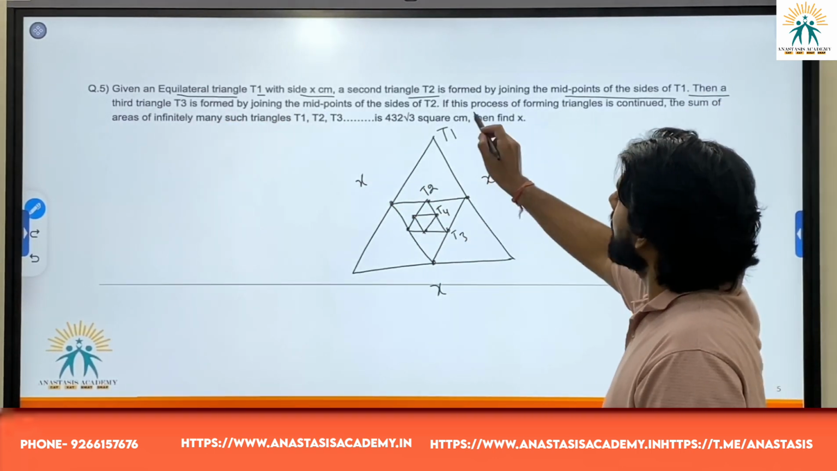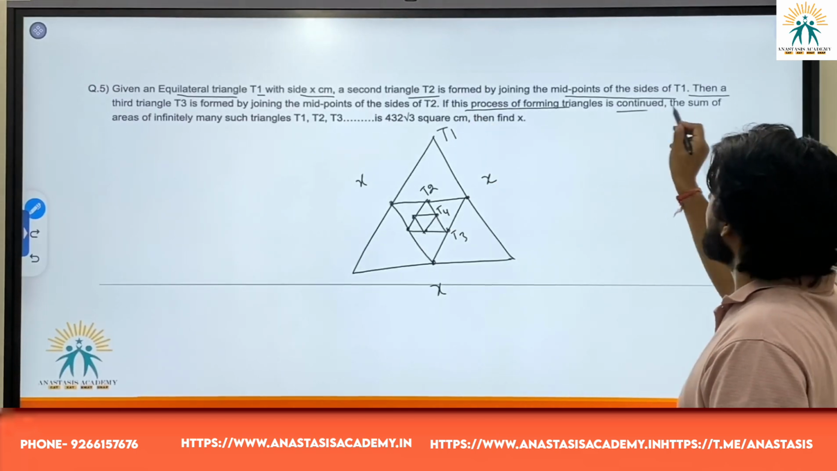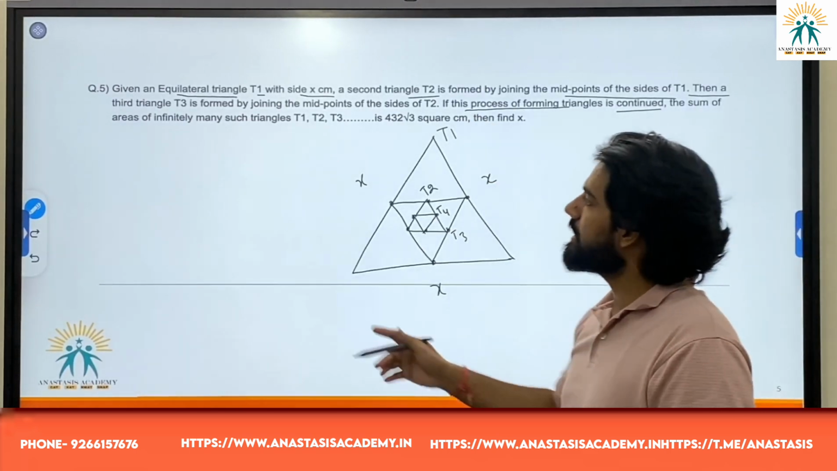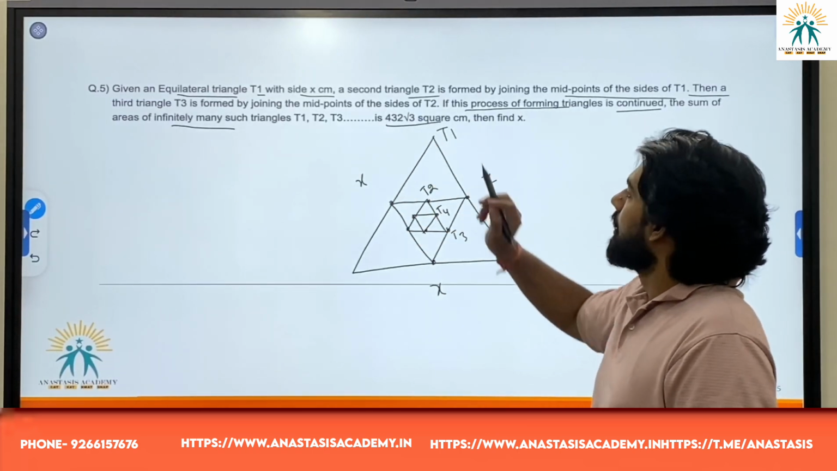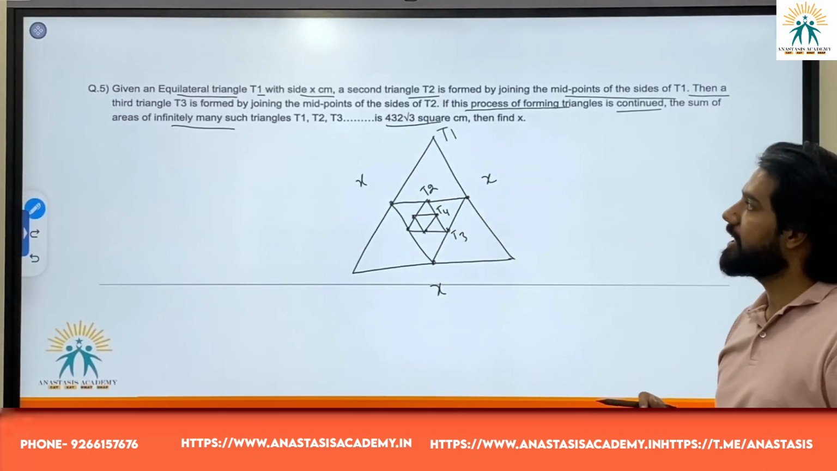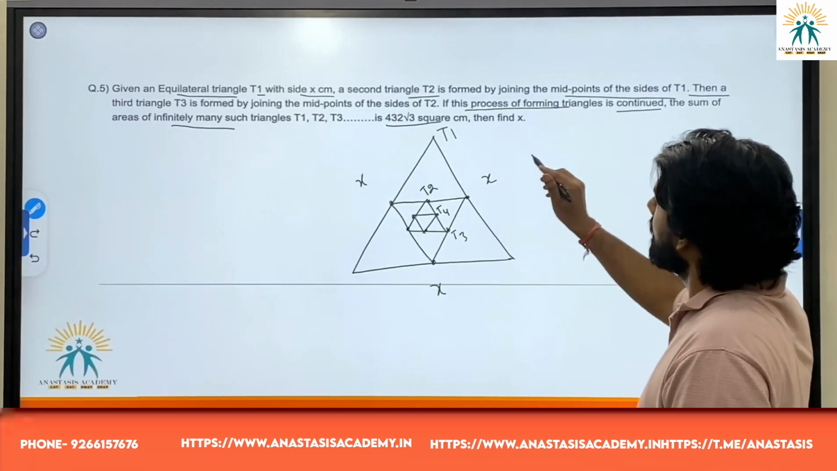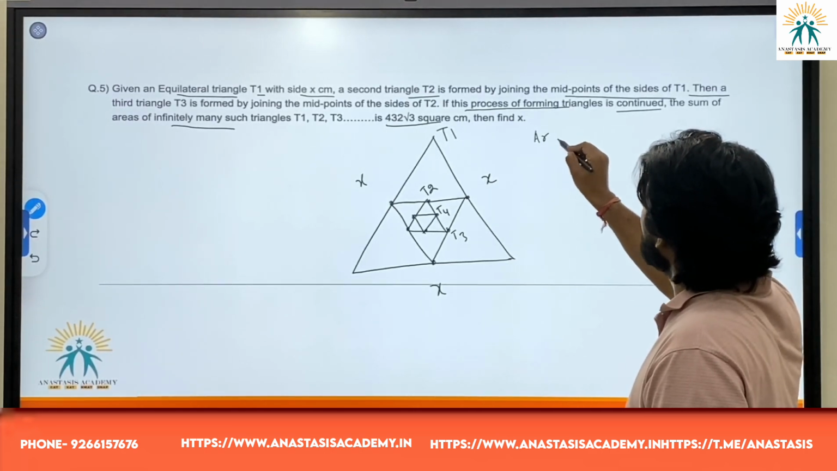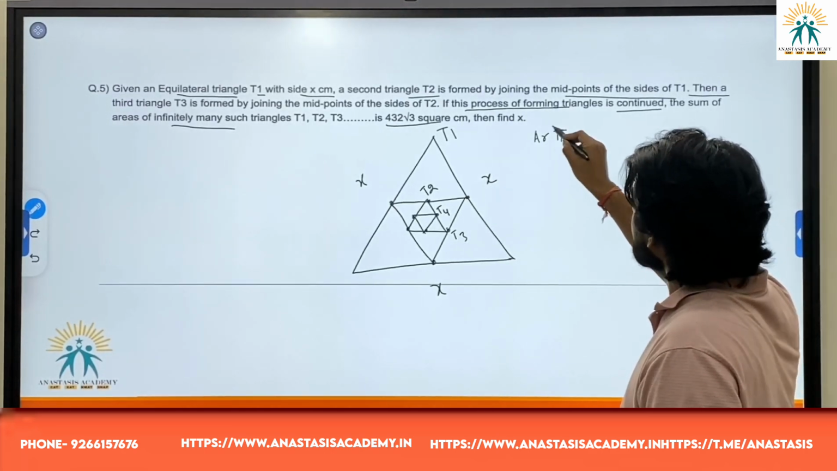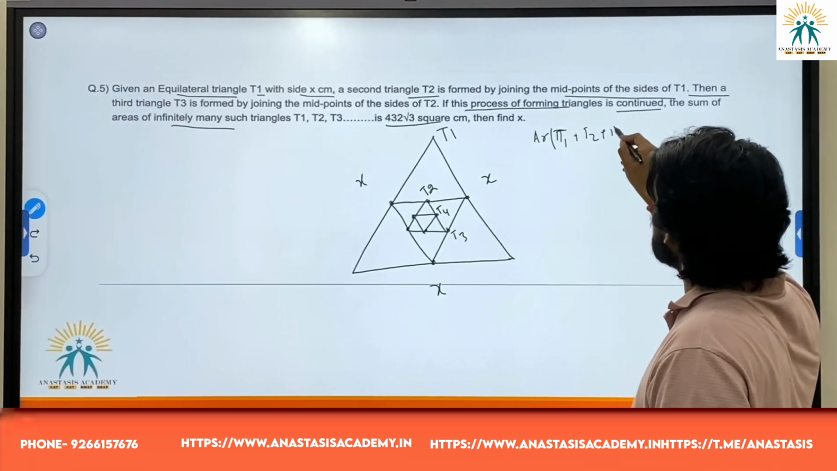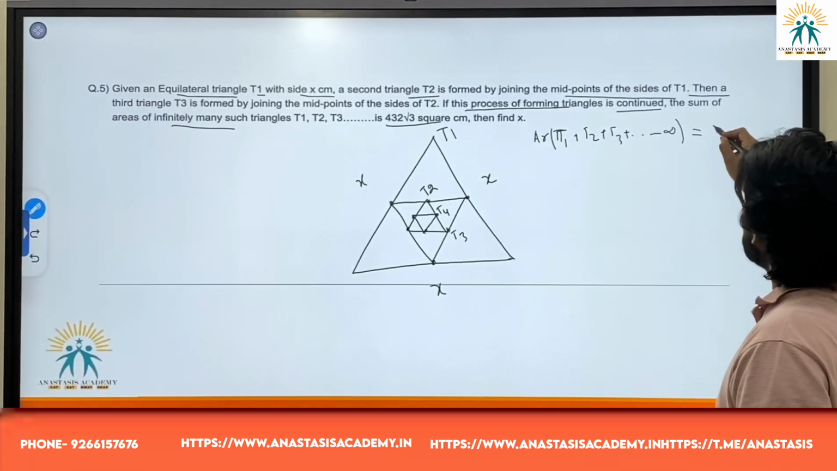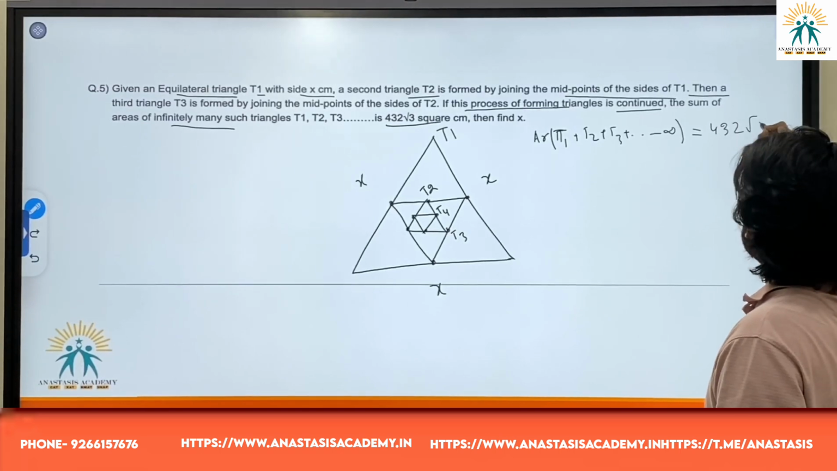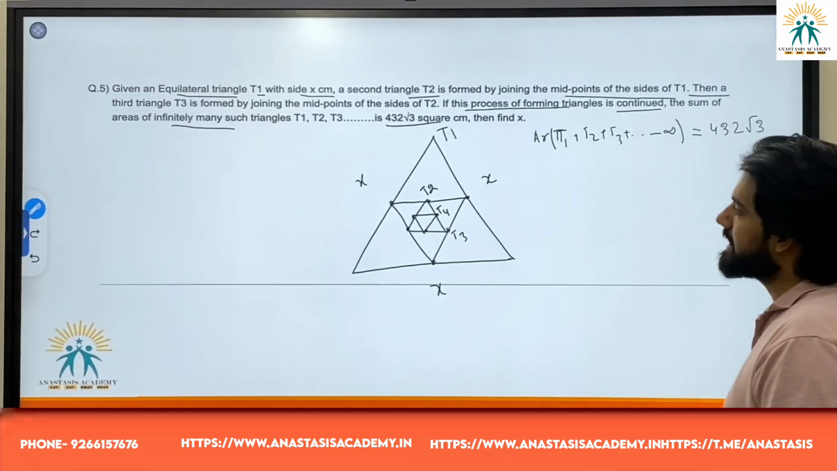If this process of forming triangles is continued, the sum of areas of infinitely many such triangles would be 432 root 3 square centimeters. So the sum of areas, that is area of T1 plus T2 plus T3 and so on until infinity, is given to me as 432 root 3. Let's just find the area of T1.